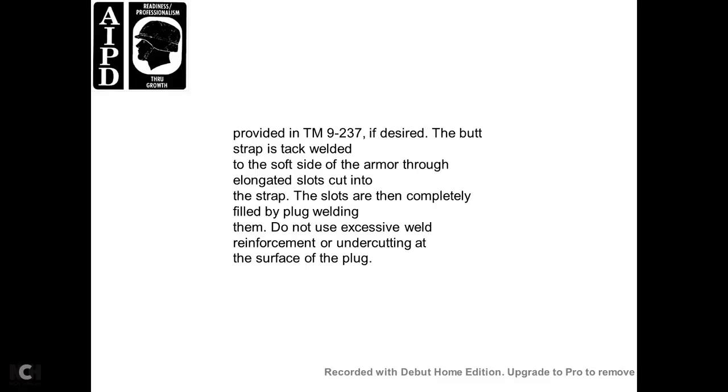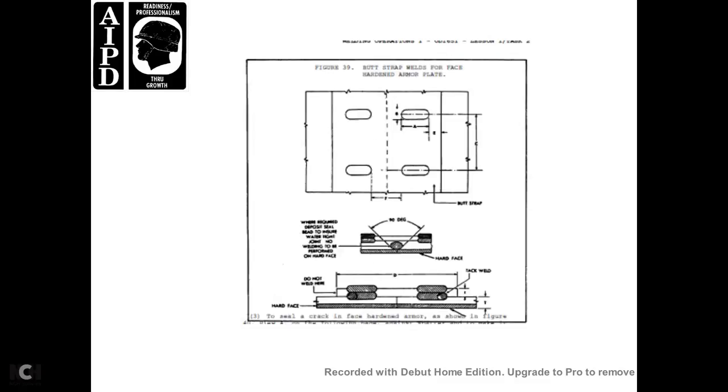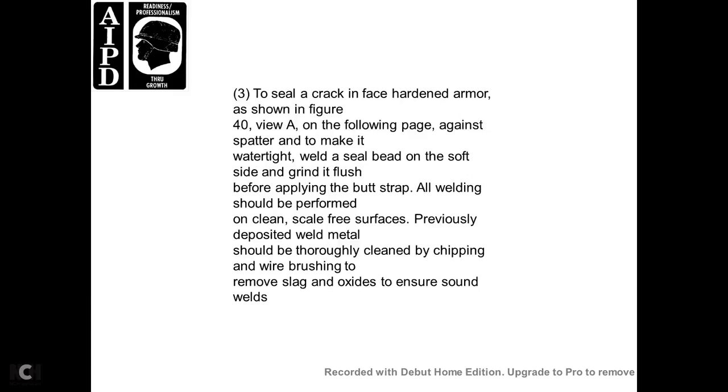Provided with technical manual 9237, the desired butt strap is attached to the soft side of the armor through elongated slots cut in the strap, and the slots are then completely filled with plug welding. Do not use excessive weld reinforcement or undercutting in the surface of the plug. Figure 39 shows the butt strap welded to the face hardened armor plate. To seal the crack of the face hardened armor plate, shown in figure 40 on the following page, make it watertight with a seal bead on the soft side. Grind it flush before applying the butt strap.